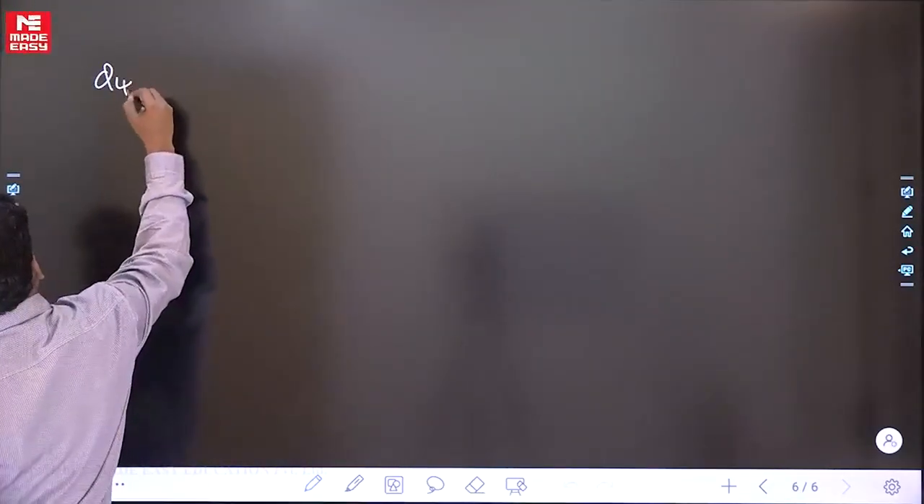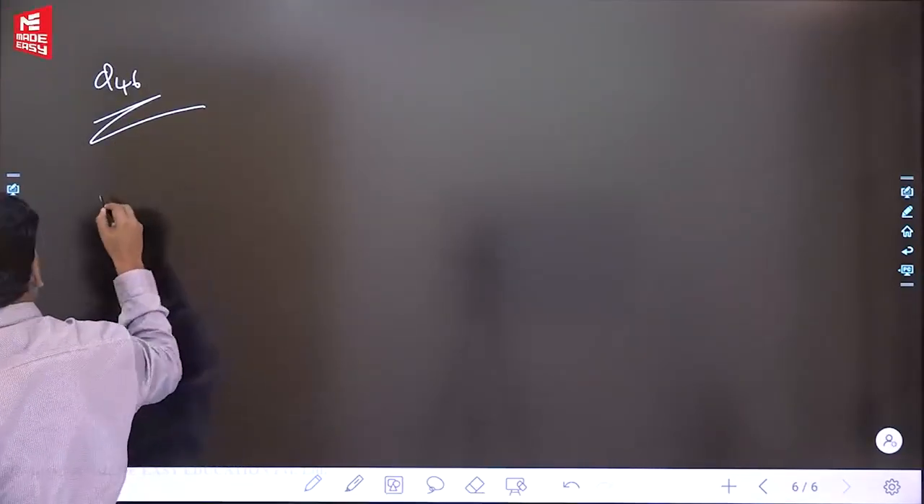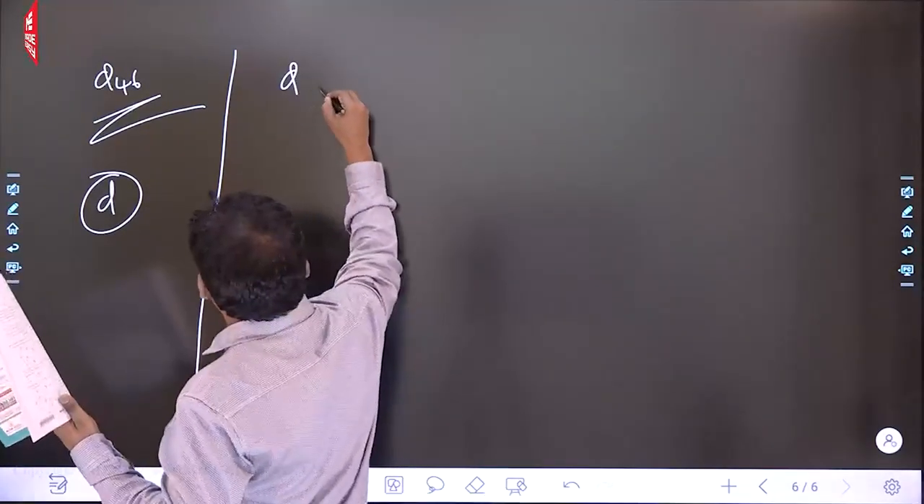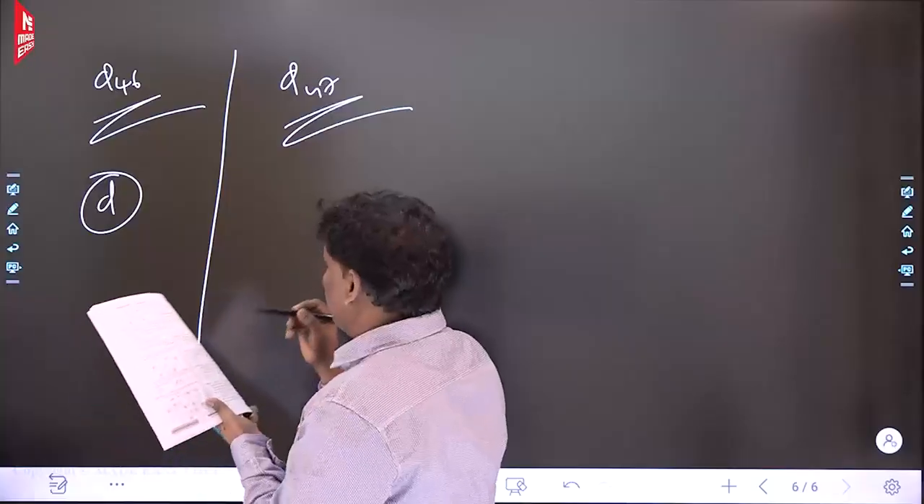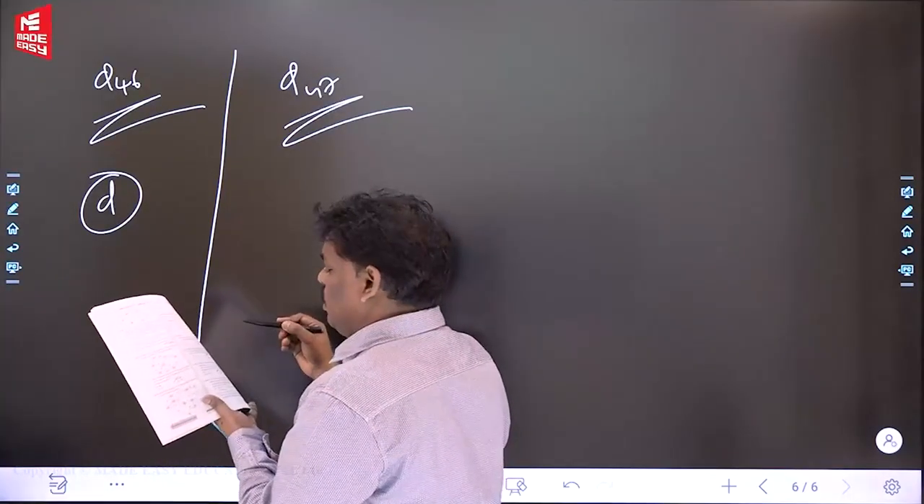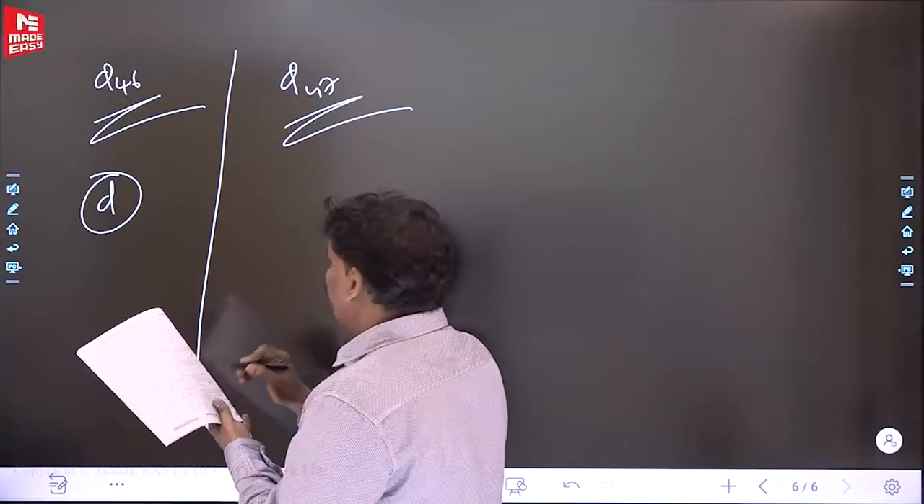45 is over, go to 46. Question number 46, this problem we already did, it is there in your notes also. Question number 46, answer is D. Go to question number 47. It is manual checking only.